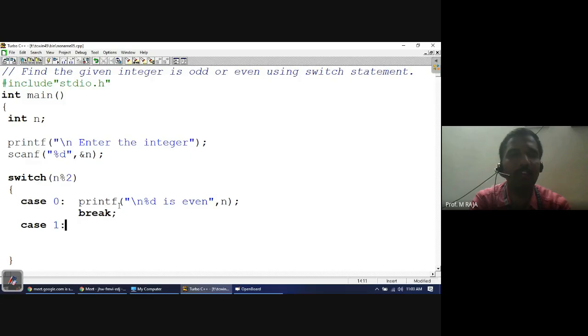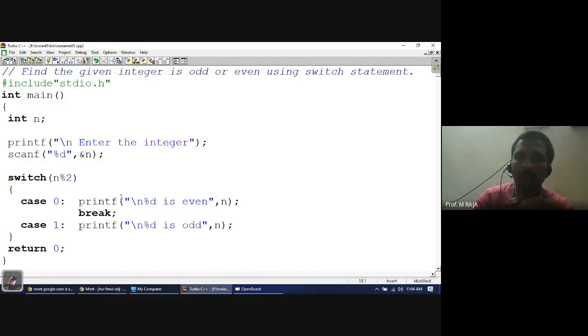So write case 1. Here I write printf("\n %d is odd", n); the value of n is printed here. After that, there is no need to put a break for case 1 unnecessarily. Then after this, return 0 terminates the program execution, and the control is transferred to the calling place, the operating system.